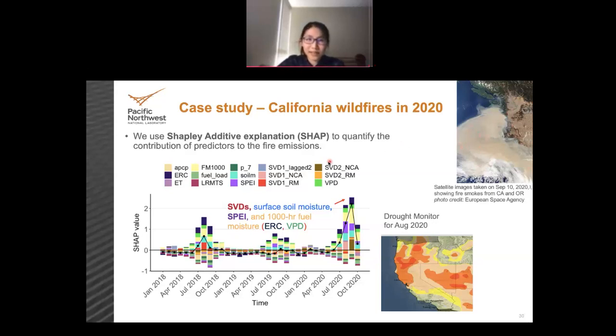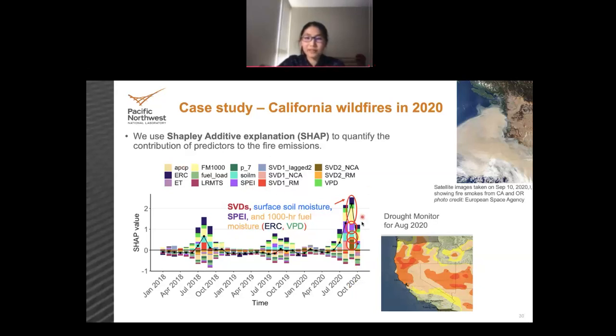So here again, we use the SHAP, and here is the SHAP time series, and the line is the fire PM2.5 emission. So we see the event in 2020 basically can be explained by these factors, including the large-scale circulation patterns, the SVD2, soil moisture over here, drought, SPEI, and the fuel moisture and ERC and VPD.